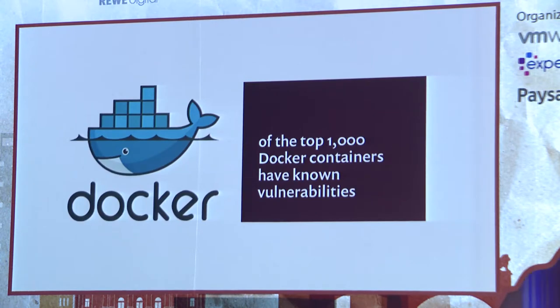But Docker's got to be good, right? Because Docker's new and cool. So what percentage do you think of the top 1,000 Docker containers have known vulnerabilities? What numbers do you think? 80, 100? There's always optimists in this room, isn't there? It's amazing. Very similar, right? Three quarters of the top 1,000 Docker containers have known vulnerabilities.